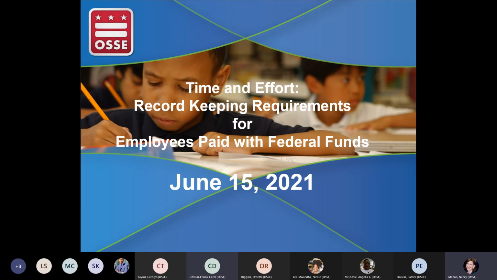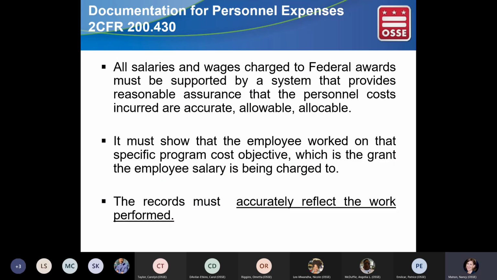Okay, I'm going to get started. The very first thing is documentation for personnel expenses. This is in 2 CFR 200.430 in our trustee book from the Department of Ed. All salaries and wages that are charged to federal awards must be supported by a system that provides reasonable assurance that the personnel costs incurred are accurate, allowable, and allocable. And it must show that the employee worked on that specific program cost objective, which is the grant the employee's salary is being charged to. These records must accurately reflect the work that you perform.